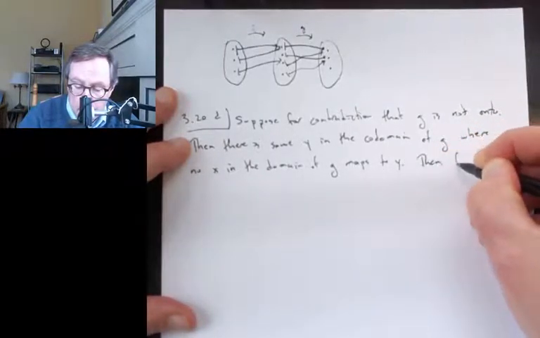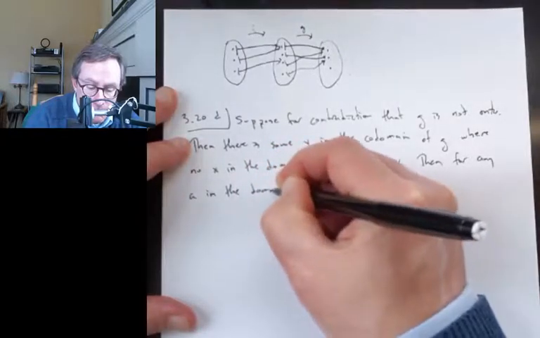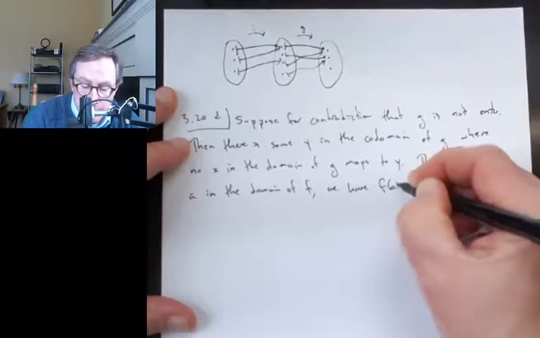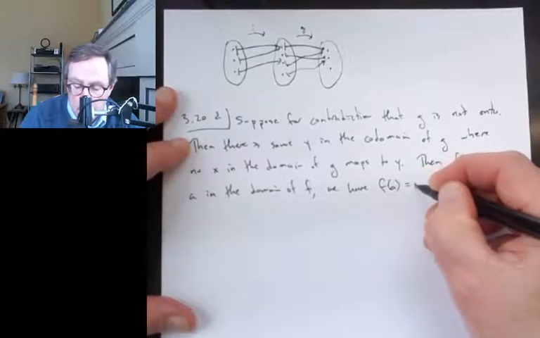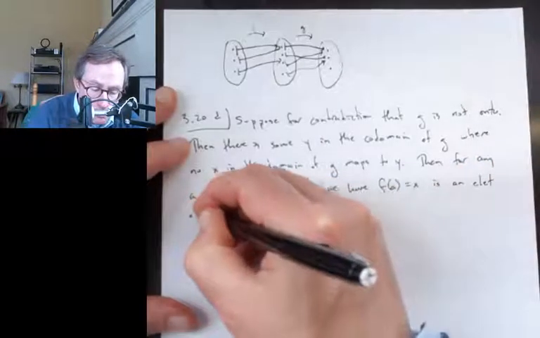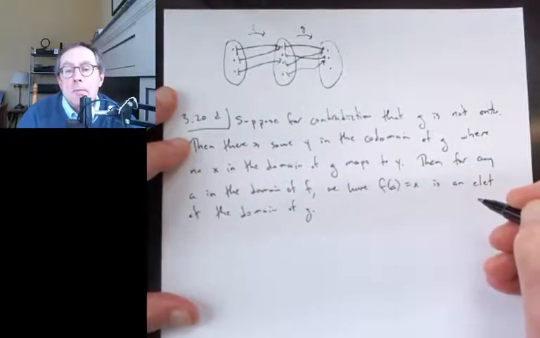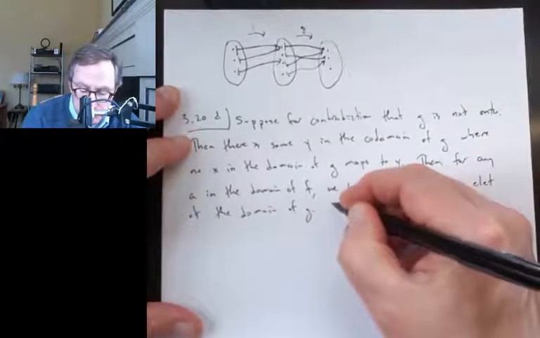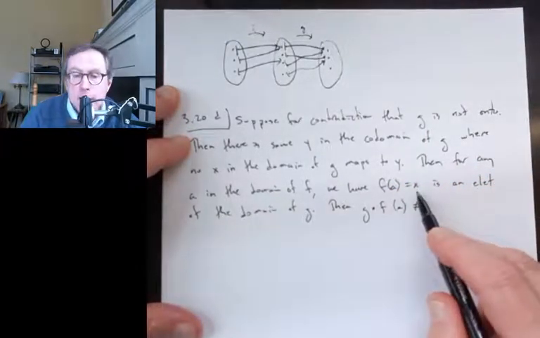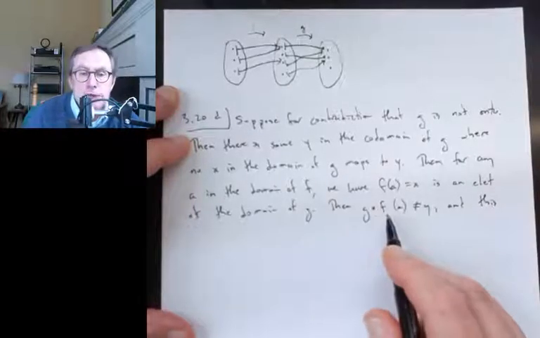Then for any A in the domain of F, we have F of A equals X, which is in the domain of G. But then G of F of A is not equal to Y, because we just said no x maps to Y. And this contradicts that G circle F is onto.